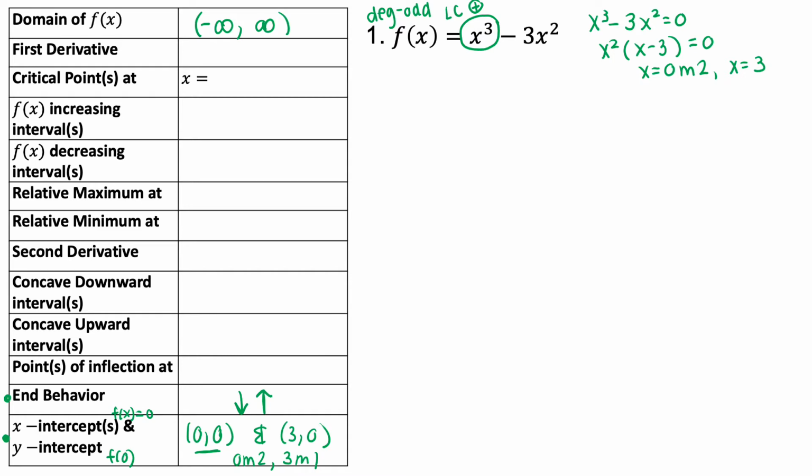Now that we've used our original function for everything that we can, let's switch over and take our derivative. So let's take our derivative f prime of x. Because this is a polynomial function, we can do that just using our power rule. Bring our 3 down, we get 3x squared minus 6x. So I'm going to fill that into my chart.